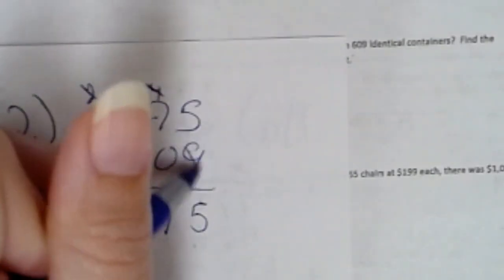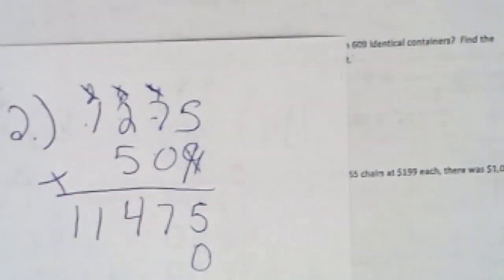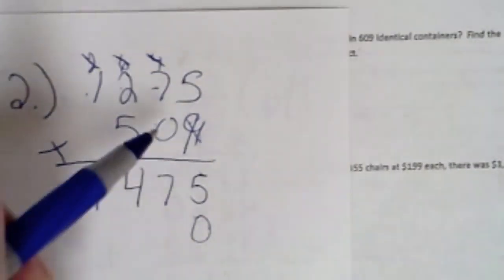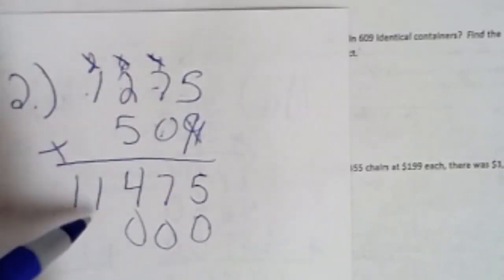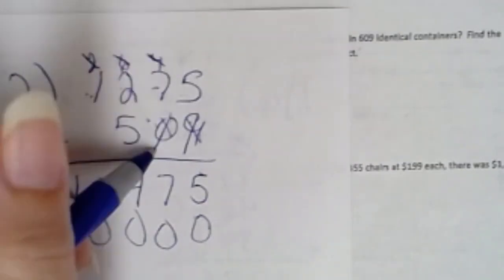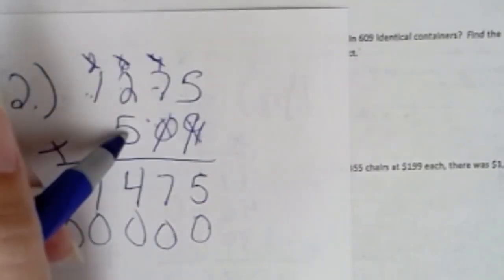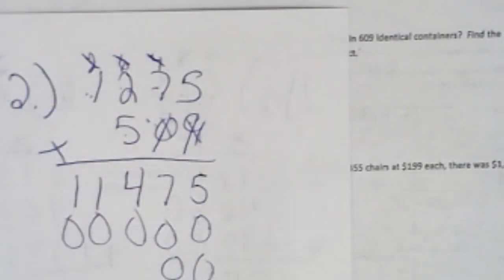We've done our ones place, so we're going to scoot over to our tens digit. So we put down a 0 as a placeholder. 0 times 5 is 0, 0 times 7 is 0, 0 times 2 is 0, 0 times 1 is 0. We've done our tens digit, so we're going to scoot over to our hundreds place. So we're going to put down 2 placeholders.